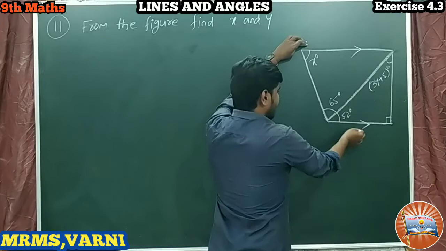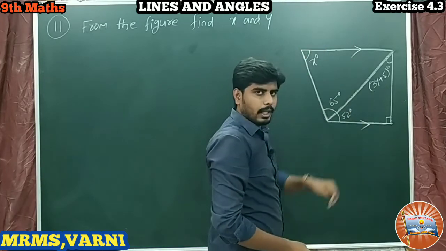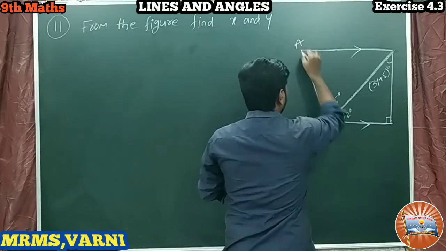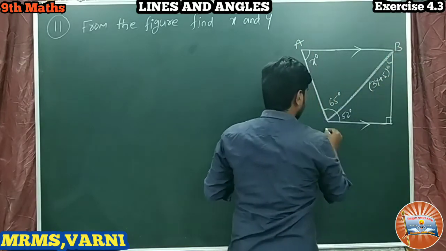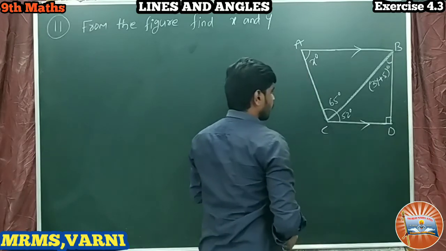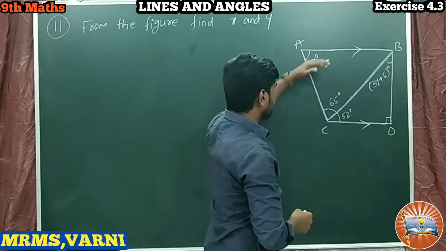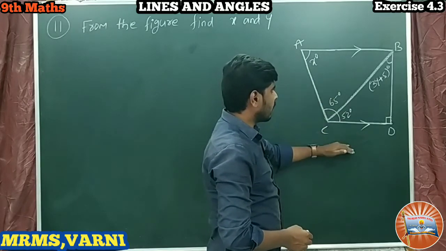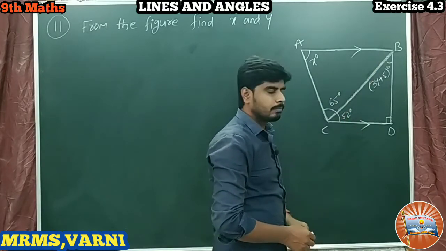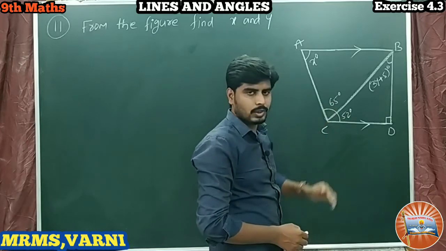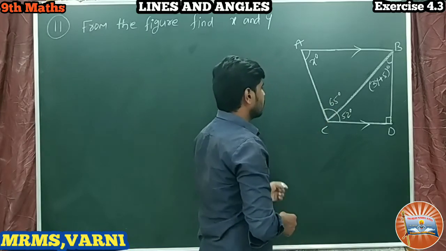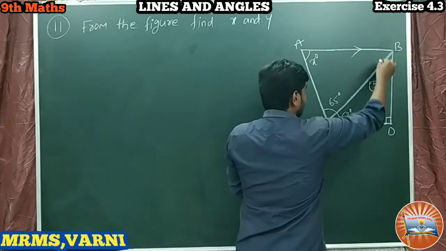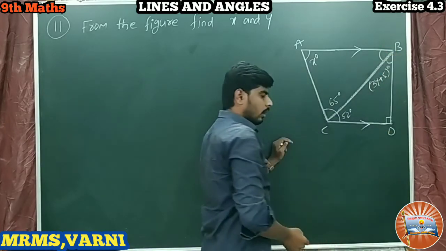this arrow mark indicates that these two lines are parallel. Okay, for my convenience I am taking here A, B, C, D. So AB is parallel to CD. If these two are parallel lines, this is a transversal. This CB is a transversal. So from that we can say this 52 degrees and this angle are alternate interior angles.